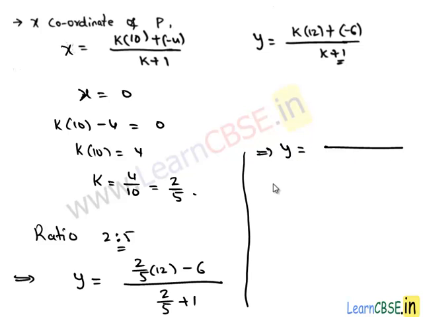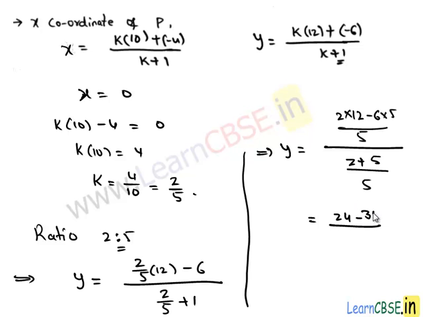Here y is equal to, here we have LCM 5. So 2 times 12 minus 6 times 5. On the denominator we have LCM 5. On the numerator we have 2 plus 5, which is 7. By cancelling we get 2 times 12, which is 24, minus 6 times 5 is 30, and 2 plus 5 is 7. And here 24 minus 30 is negative 6, divided by 7. So the point of division is (0, -6/7). And this completes our solution.